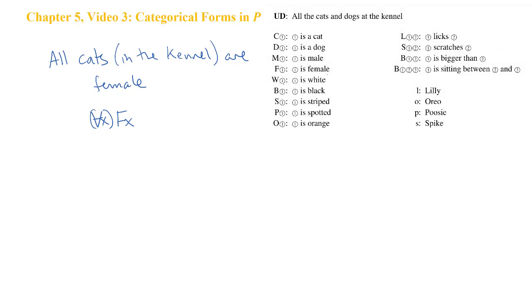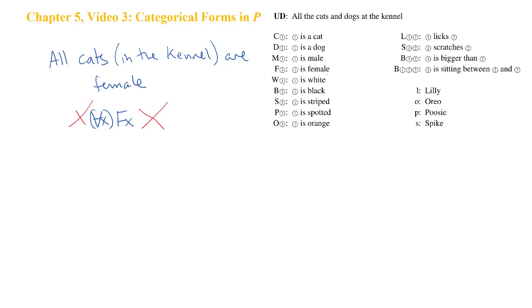We've changed the universe of discourse, so it's not just all the cats at the kennel, but it's all the cats and dogs at the kennel. Moreover, we've added a couple of predicates. C for is a cat, D for is a dog, P for is spotted, O for is orange, and we've added a constant for Lily and a new predicate for 1 licks 2. Just to give us a little more material to work with. But the important point initially here is that now that we've got cats and dogs included in the universe of discourse, this translation does not work for all the cats are female.